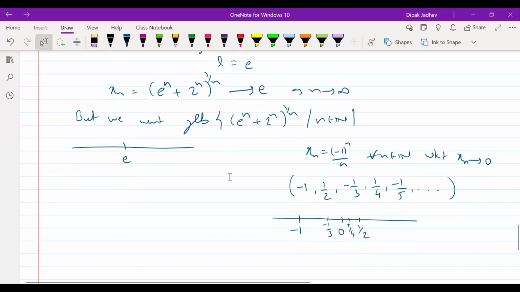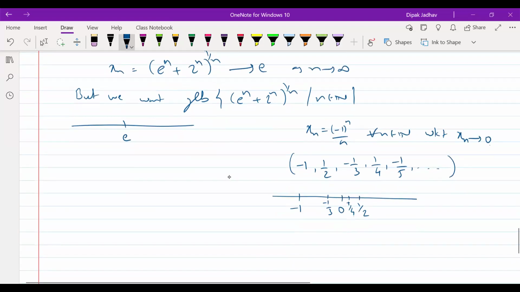Now, what is the greatest lower bound of this set? Is it 0? Minus 1. Yeah, very good. It's minus 1. It's not 0. That's not the limit of that sequence. So if your sequence converges, then we can't say the greatest lower bound of that set, which contains all terms of your sequence, is the limit of that sequence.